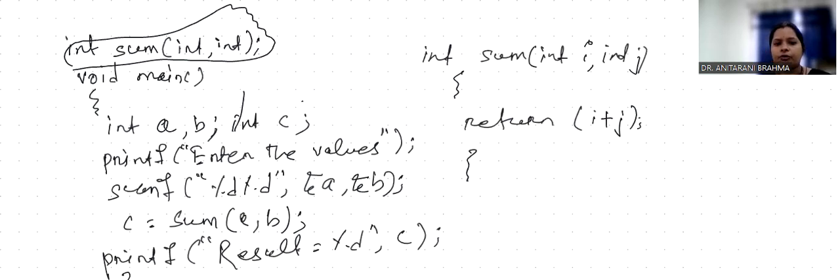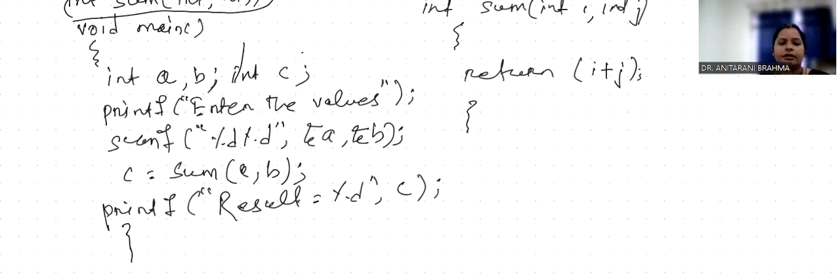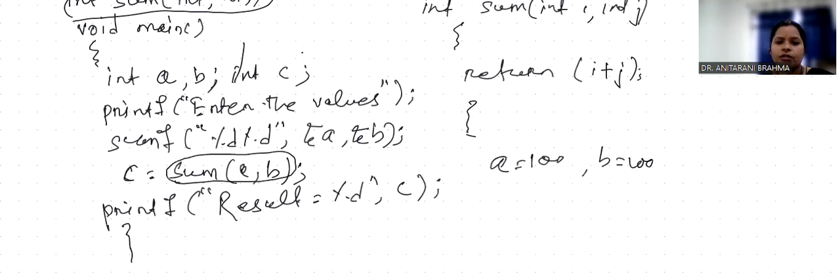Here I have declared three variables a, b, and c. And I am asking the user to enter the values through the printf function. Here the user gives two values. Let the value of a be 100 and b equal to 200. Then c equal to sum a b. We are calling the sum function. Whenever we call the function with arguments, the control will come to the position where the function is defined.